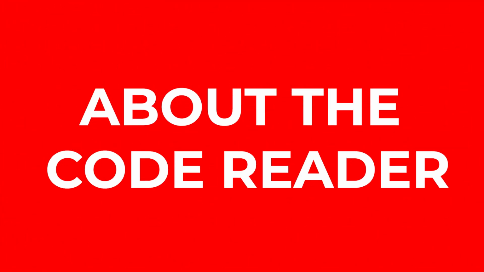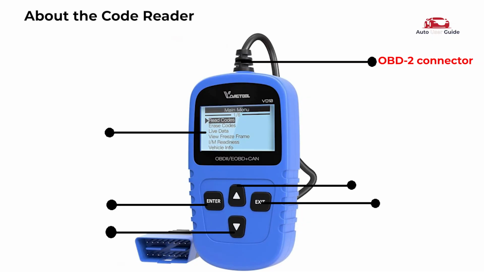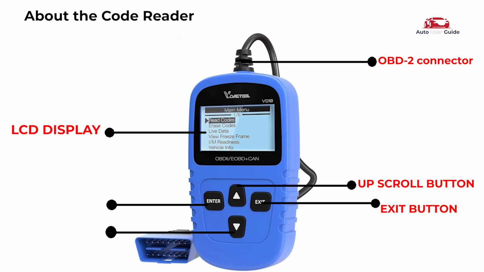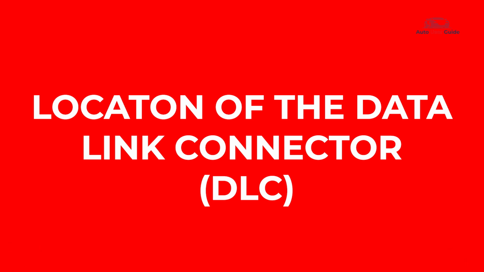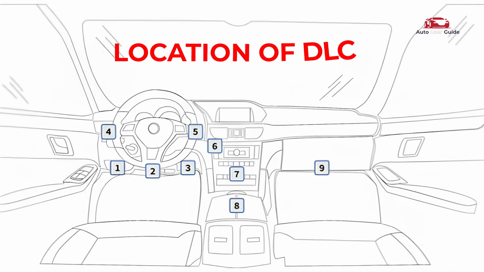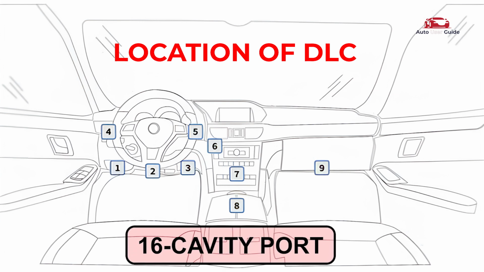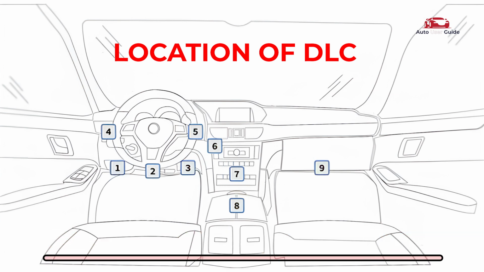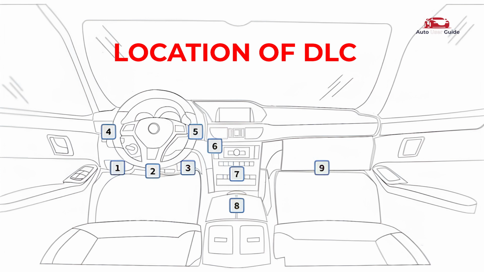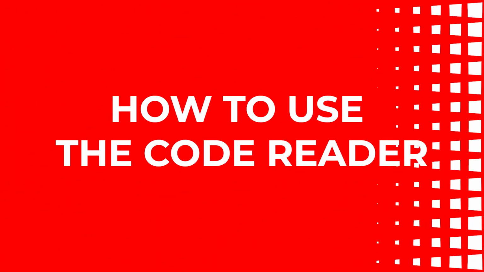About the code reader. OBD2 connector, up scroll button, exit button, LCD display, enter button, down scroll button. Let's see where the data link connector is located. The data link connector is a 16-cavity port for connecting diagnostic tools to the vehicle's computer. Typically found within 12 inches of the dashboard center on the driver's side, some models may have it behind the ashtray or labeled elsewhere. How to use the code reader.